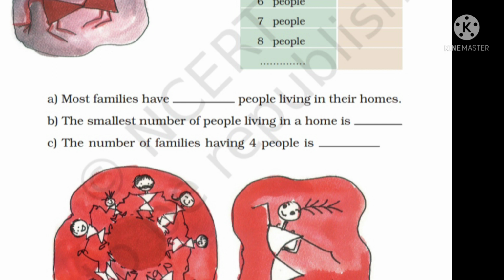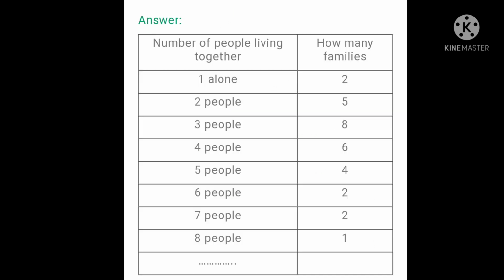First, let's finish the table. We filled the table like this. 1 alone, 2 families. 2 people, 5 families. 3 people, 8. 4 people, 6. 5 people, 4. 6 people, 2. And 7 people, 2. And 8 people, 1 family.